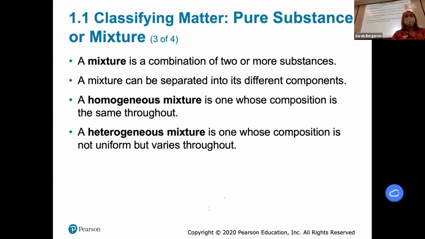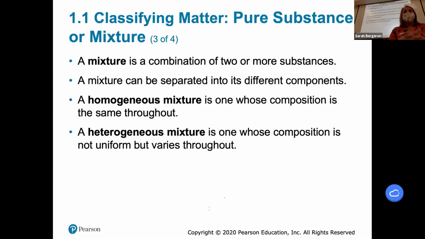Mixtures, on the other hand, are a combination of two or more substances. So I said we had NaCl, we know that that's a pure substance, and we have H2O, that's a pure substance. When we put them together, do we have a new chemical formula? No. The water exists and the salt exists, and the salt is being dissolved, but it's still salt, right? So you don't have a new chemical formula, so you're not making a chemical bond between the salt and the water, right? So that's a mixture. A mixture can be separated.